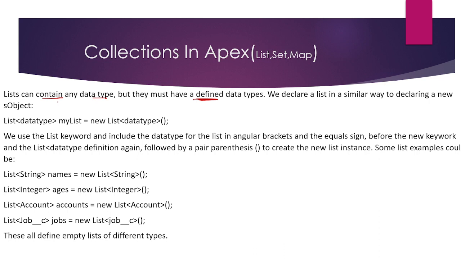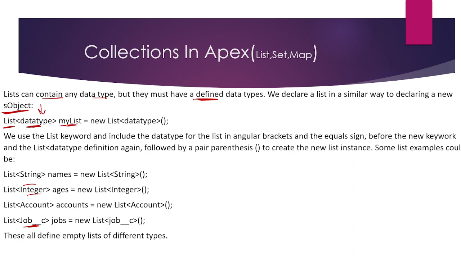A list can contain any data type, like account, object, string, integer, or custom objects, but it is very important that the data type is defined. We declare a list in a similar way to declaring a new sObject. It is a list data type, and it is a must to define the data type.